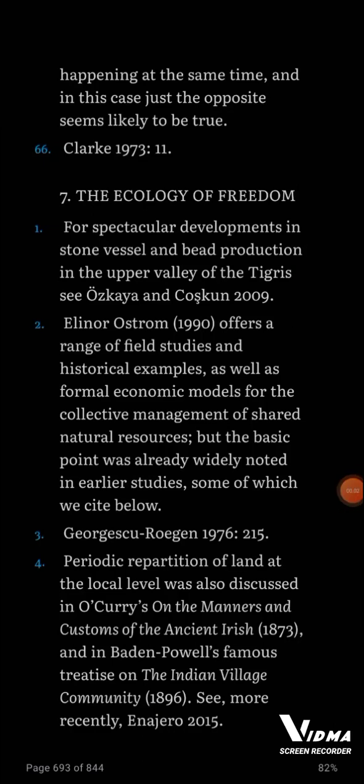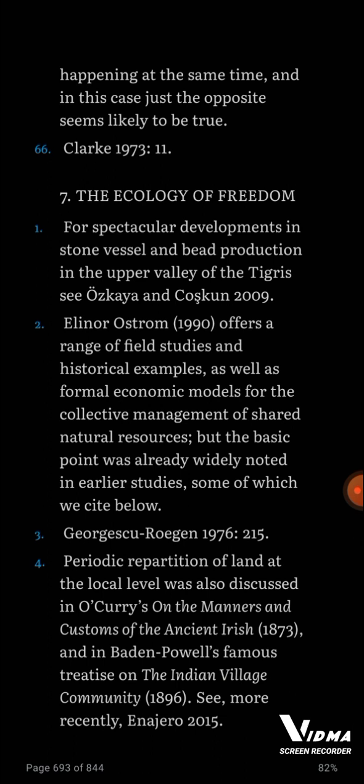The ecology of freedom. For spectacular developments in stone vessel and bead production in the upper valley of the Tigris, see Özdoğan and Köksal-Schmidt 2009. Elinor Ostrom 1990 offers a range of field studies and historical examples as well as formal economic models for the collective management of shared natural resources, but the basic point was already widely noted in earlier studies, some of which we cite below.